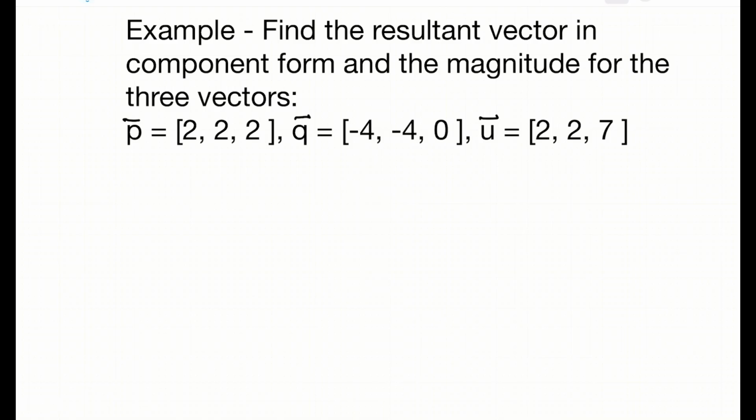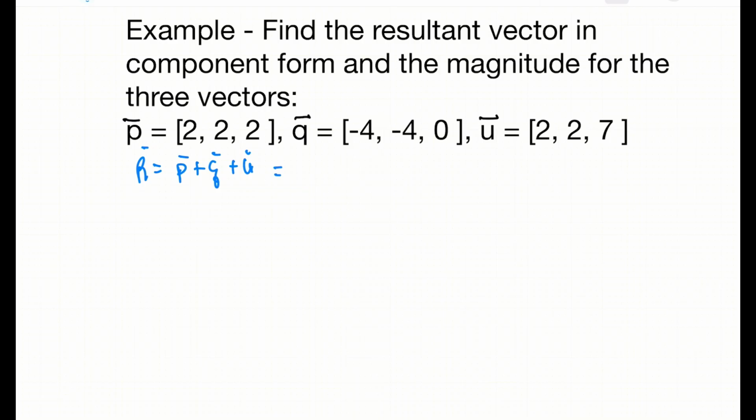Next, we want to look at another example, and what we're going to do here is find the resultant vector in component form and the magnitude for the three vectors. So we're going to be given three vectors, and they're going to be given to us in the triple format. So we know our resultant vector now is just the sum of p plus q plus u. So that's really what we're looking for. The resultant vector is just the sum. So now we can add these together.